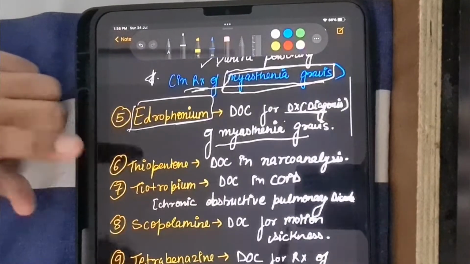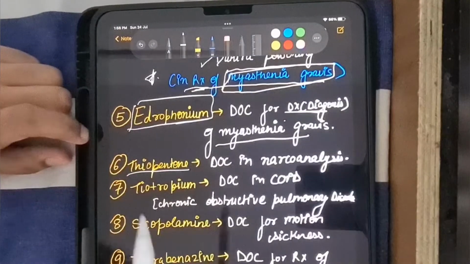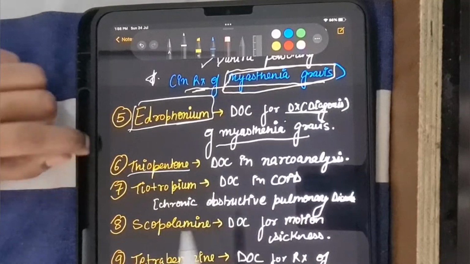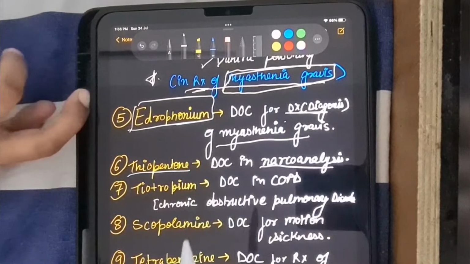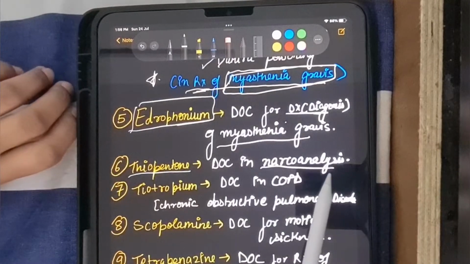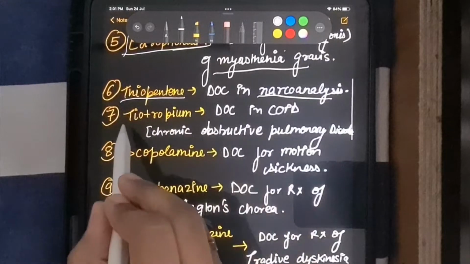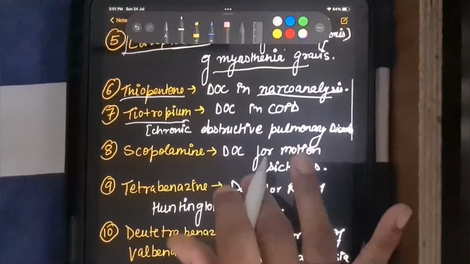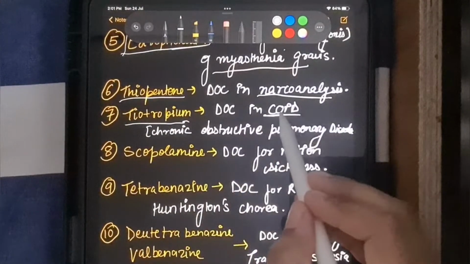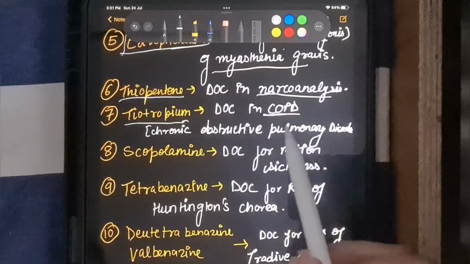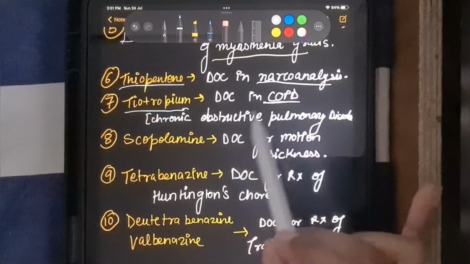Now the next drug is thiopentone, which is used in narcoanalysis. So here it is a drug of choice in narcoanalysis. The next drug is tiotropium. Tiotropium is a drug of choice in COPD. The full form of COPD is chronic obstructive pulmonary disease. So tiotropium is a drug of choice in COPD.